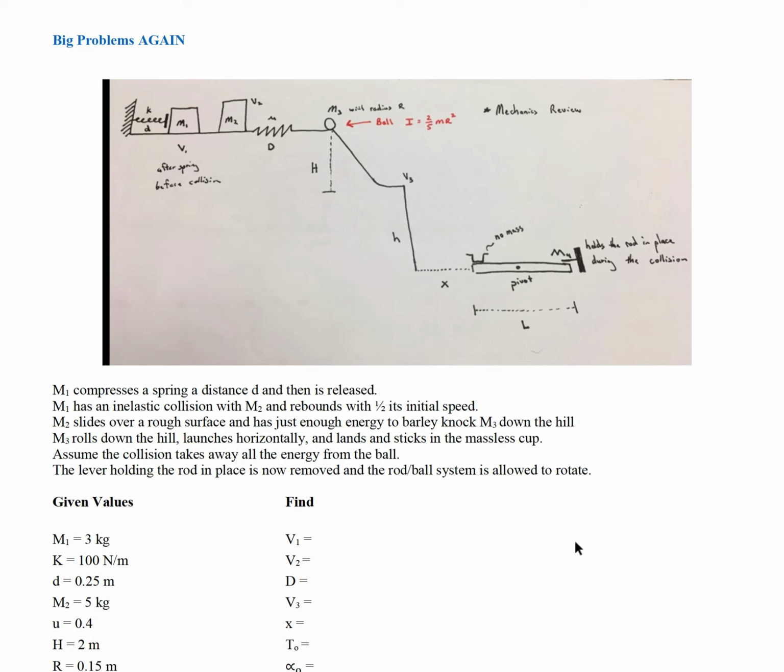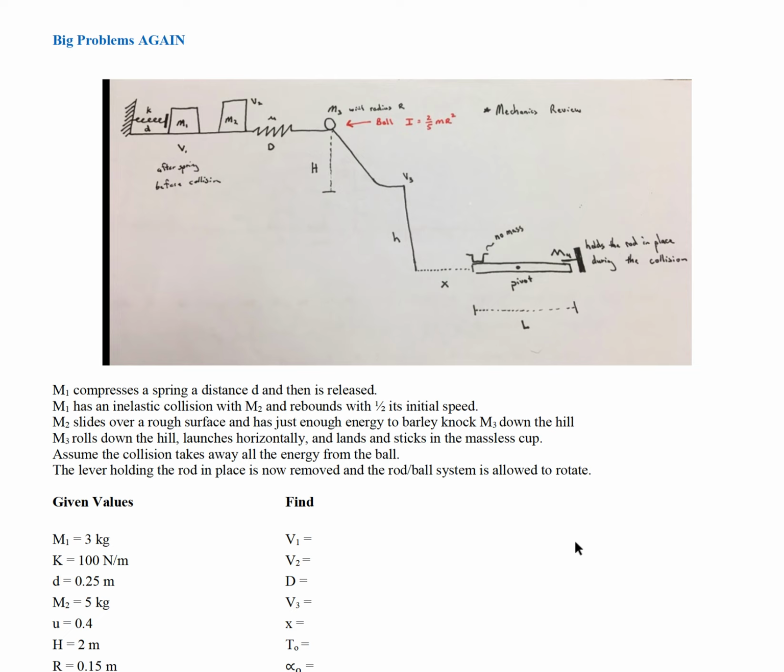The mechanics big problems again. I'm going to do this one in two parts because there are two problems here. So this first one, I have M1, which is a box. It's compressed a spring with spring constant K, a distance D. It's going to be launched and have a collision with M2.